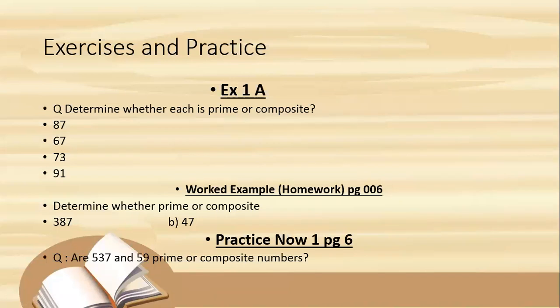Now, for your exercise and practice, you have to do these questions. Determine whether each is a prime or composite number. This is from the book, exercise D1. Questions are 87, 67, 73, and 91. Just look at them and solve them in a separate register or in a separate soft copy or in a proper folder. Then there is a worked example, page number 6. Determine whether 387 and 47 are prime or composite. Then practice now on page 6. Are 537 and 59 prime or composite numbers?